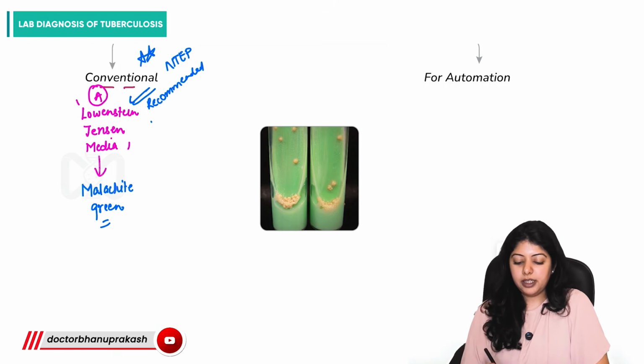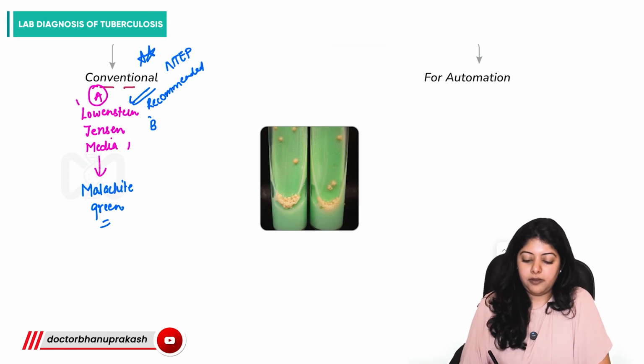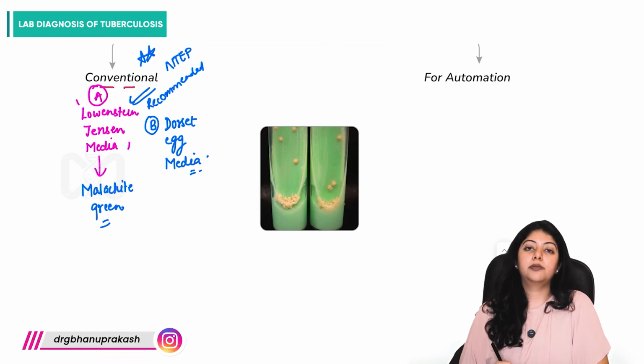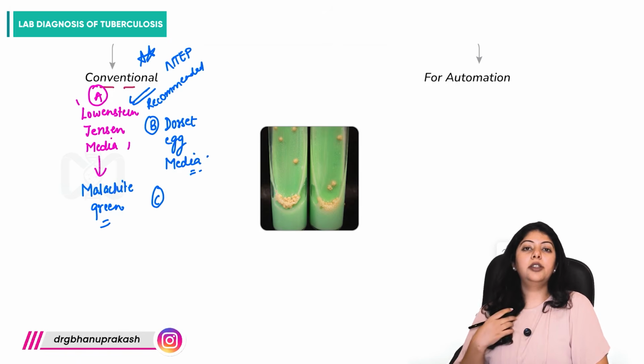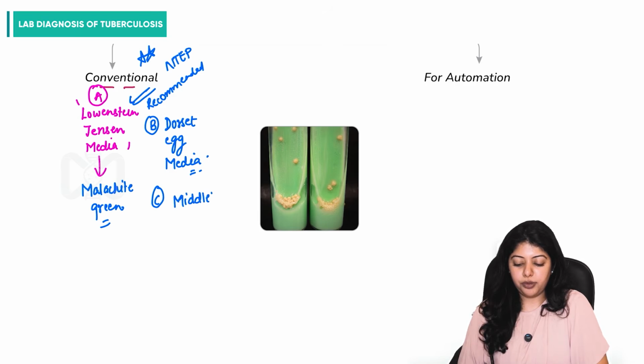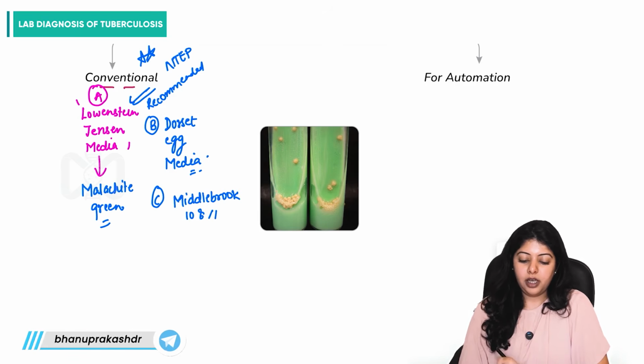What are the other medias? We can also have Dorset egg media, and then certain other agar-based medias can also be used, but they are not recommended. These are Middlebrook 7H10 and 7H11. So LJ media and Dorset egg media are all agar-based medias.